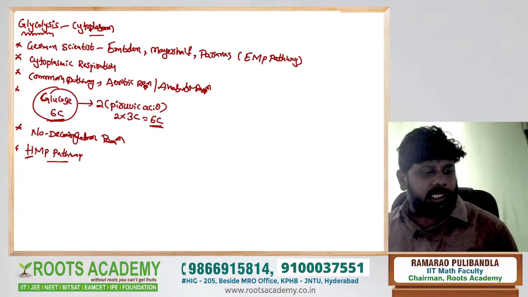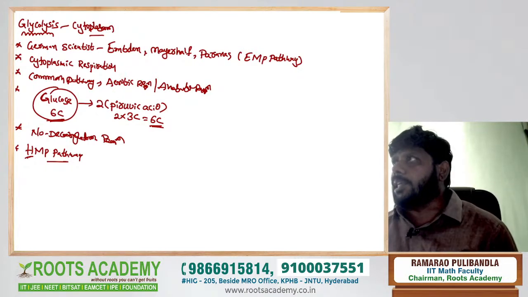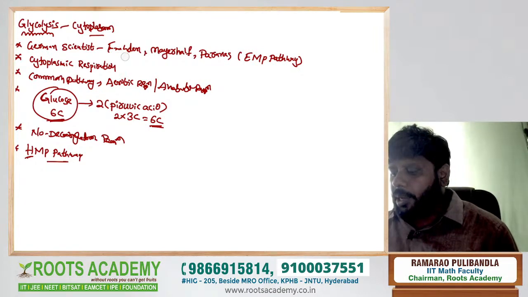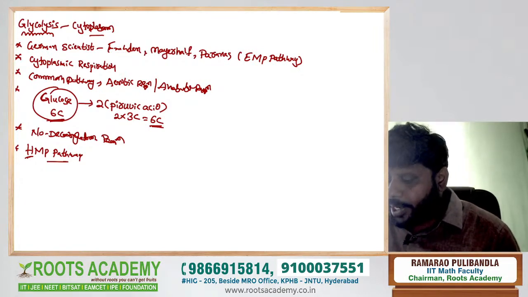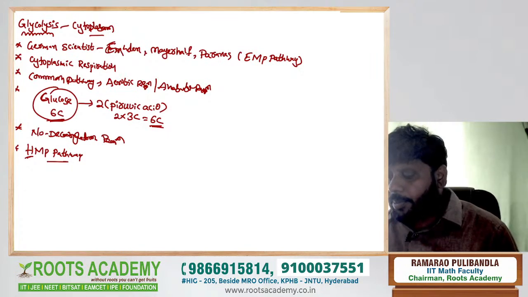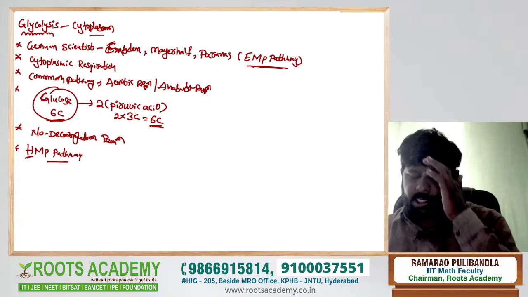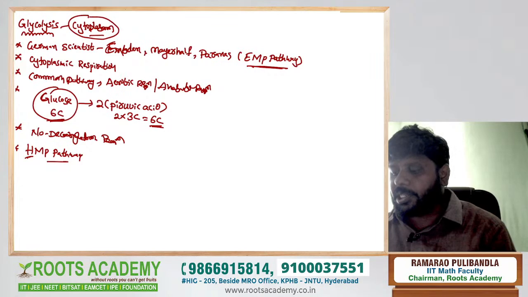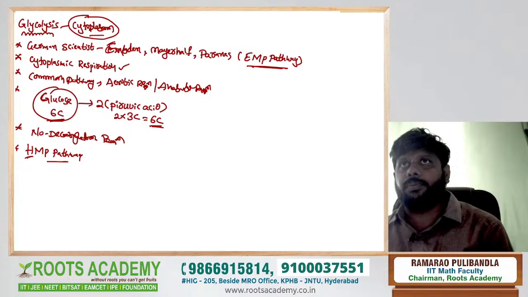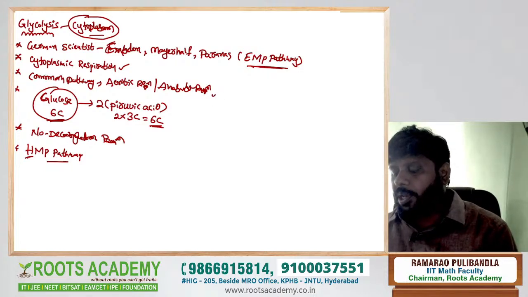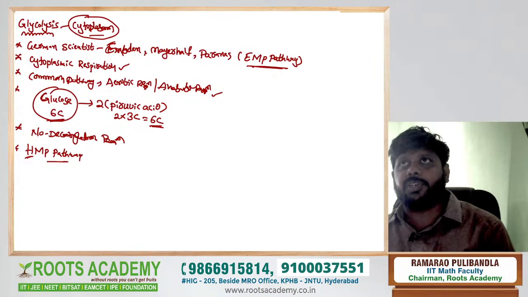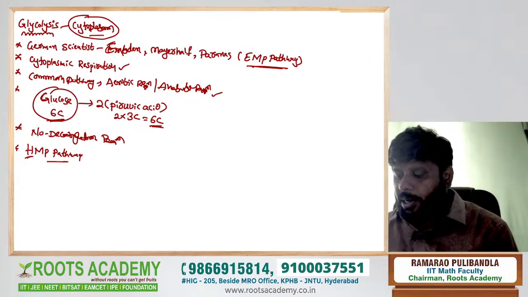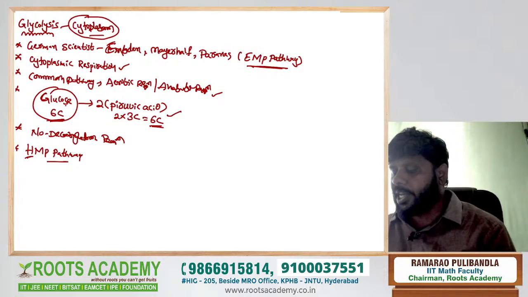Glycolysis was discovered by 3 German scientists: Embden, Meyerhof, Parnas. That's why glycolysis is called the EMP pathway. Glycolysis takes place in the cytoplasm, that's why it is called cytoplasmic respiration. It is the common pathway in both aerobic and anaerobic respiration. In glycolysis, 1 molecule of glucose is converted into 2 molecules of pyruvic acid.